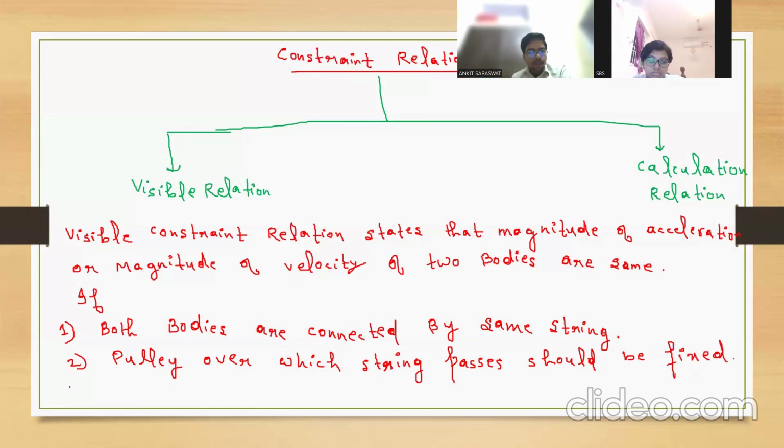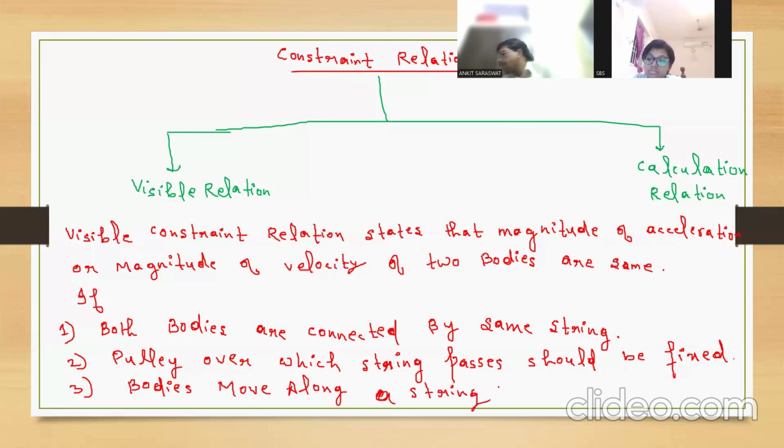Third, bodies move along the string. Third condition: bodies move along a string. These are the three conditions. Please write first. Completed writing, sir? Okay.